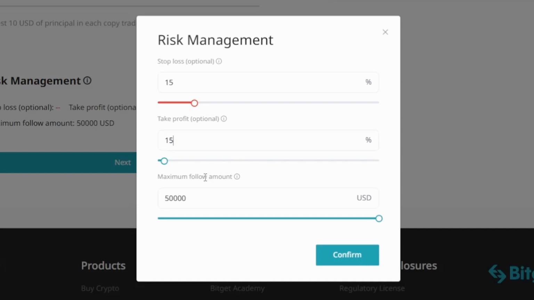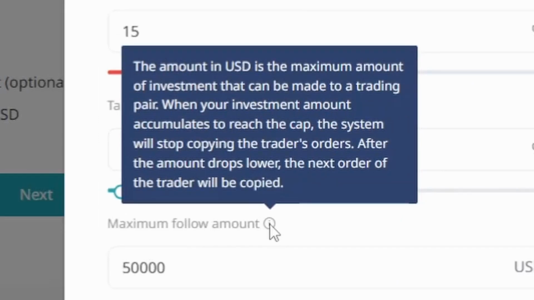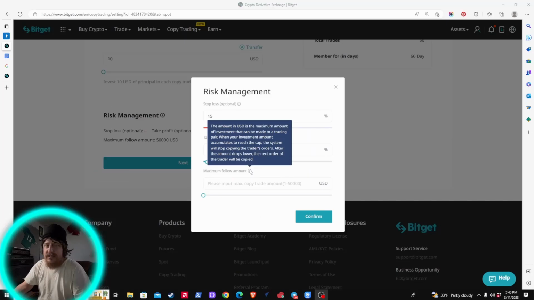And then down here where it says maximum follow amount, if we hover over it, it says the amount in USD is the maximum amount of investment that can be made to a trading pair. When your investment amount accumulates to the cap, the system will stop copying the trader's orders. After the amount drops lower, the next order of the trader will be copied. So this one's even a little confusing for me, but my best explanation from reading it myself is basically what you're telling this part of the system is the max amount you're ever willing to be following on trades with this guy at any given time.